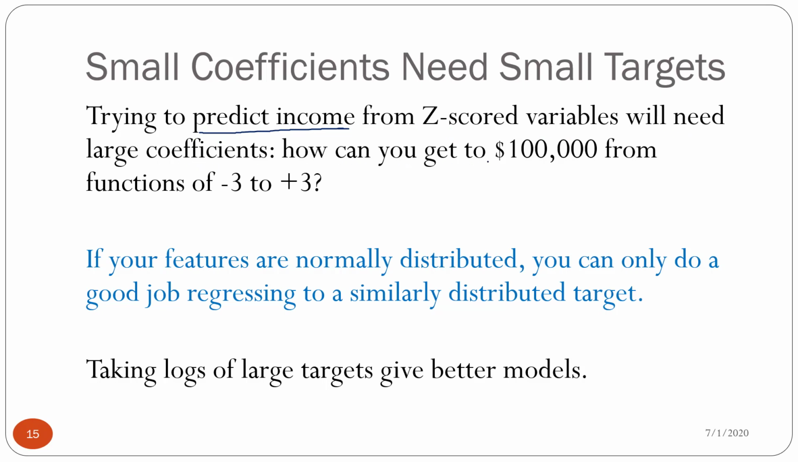So how can we get to $100,000 when you have the functions from minus that? So this is about z-score. How can we do that? This situation is different from the previous one, because here we are trying to predict the power law. In the previous case we were using the power law to predict the normal variables. So what we will do here is again the same solution: we will have to take the logs of the target that we want to predict.